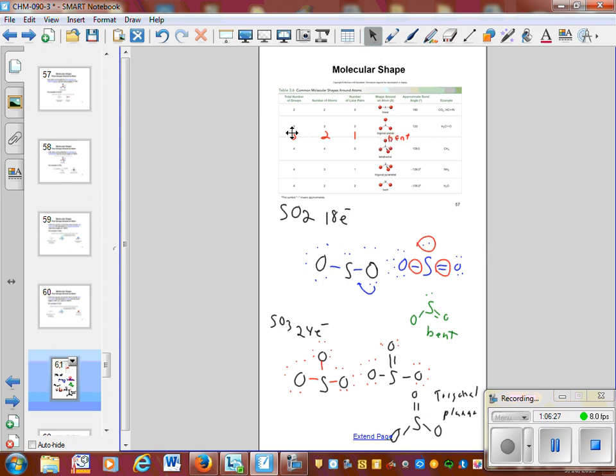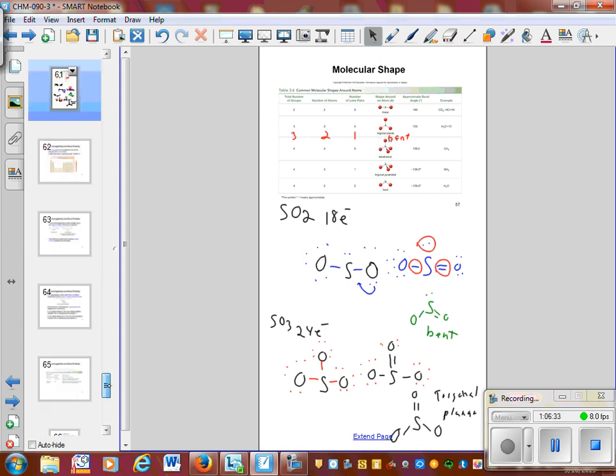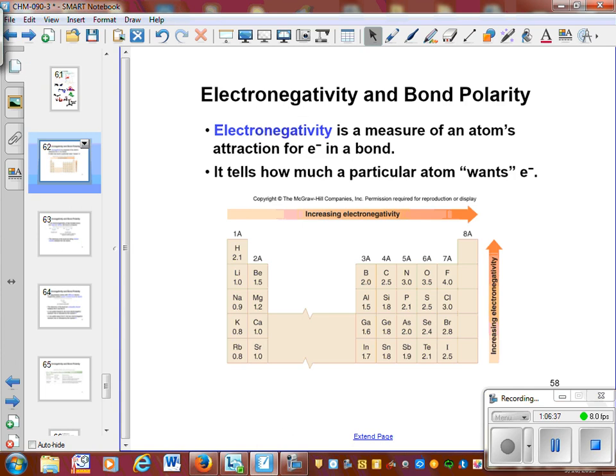Electronegativity and bond polarity. This is a table of electronegativity. I said you go from left to right across a row, it goes up, and in the column, as you go from bottom to top, it increases. What does this have to do with anything? It has to do with how polar a bond is.